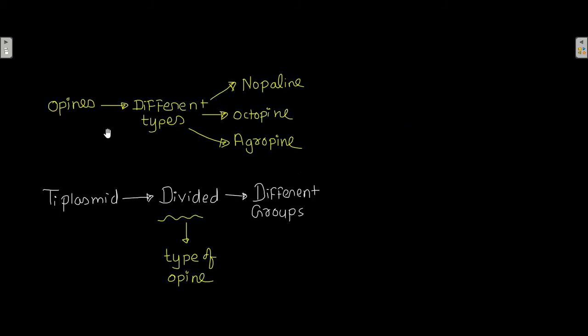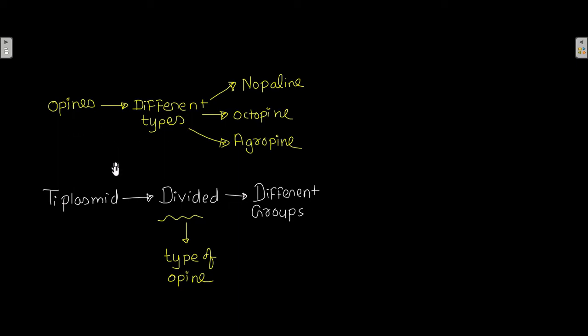Now we talked about opines, right? The tDNA has genes for opines, and it is produced in the plant cell. Now these opines are of different types: nopaline, octopine, and agropine. These three are the different types of the opines.